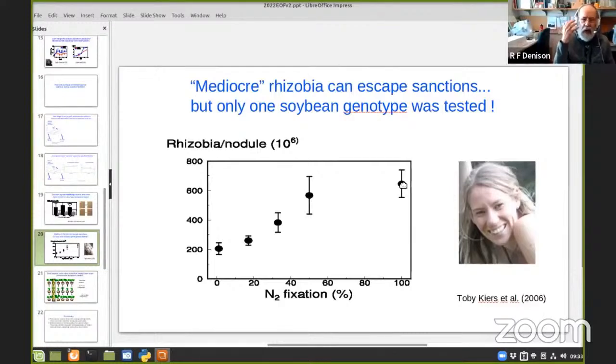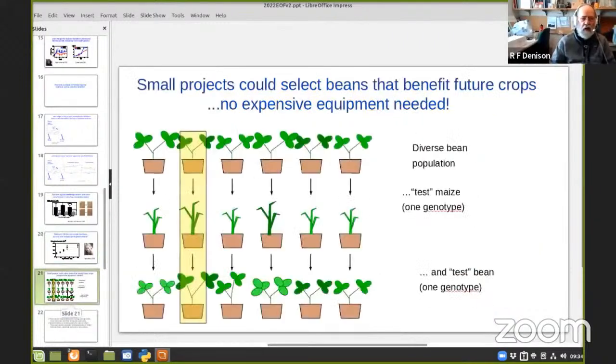Now, there's some way that we can do this without a lot of fancy expensive equipment. I don't think so. I think it's done by a small scale, community level project. Here's how.